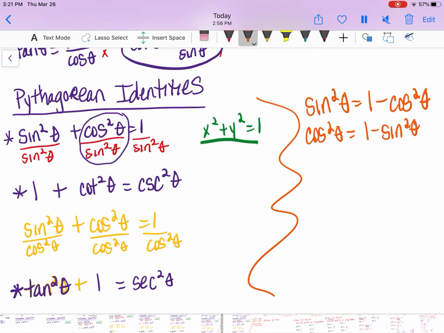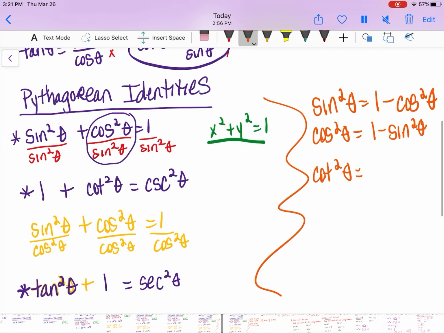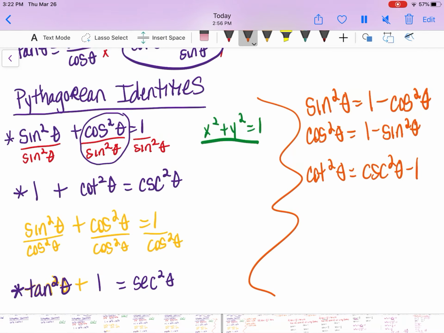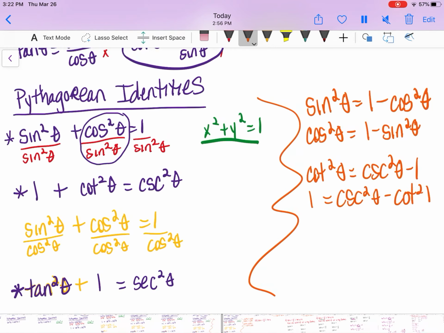So taking 1 plus cotangent squared theta equals cosecant squared theta. Let's say I want to solve for cotangent squared theta. I would need to subtract 1, so that would give me cosecant squared theta minus 1. And then if you wanted to solve for 1, that's going to give you cosecant squared theta minus cotangent squared theta.